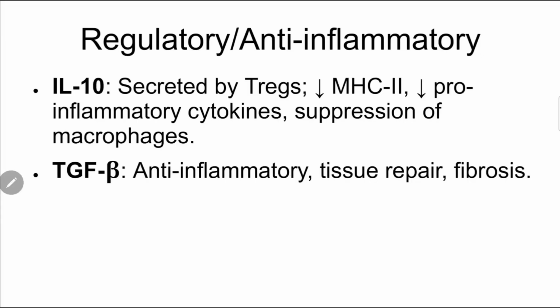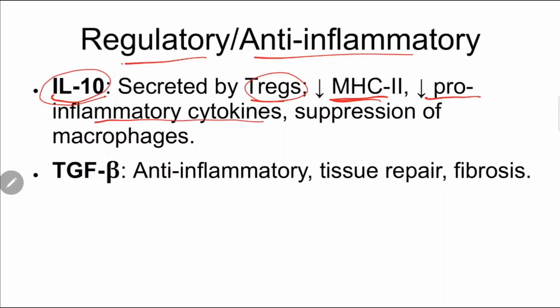Next, these are your regulatory and anti-inflammatory cytokines. Now these are interleukin 10. This is secreted by your T regulatory cells that decrease your inflammation. The way they work is that they decrease MHC2 expression, they decrease your pro-inflammatory cytokines, and they also suppress your macrophages. TGF beta is an anti-inflammatory. It is more responsible for the repair and fibrosis stage, right? So when your inflammation has ended, now it's time for repair of the tissue that was damaged during inflammation.